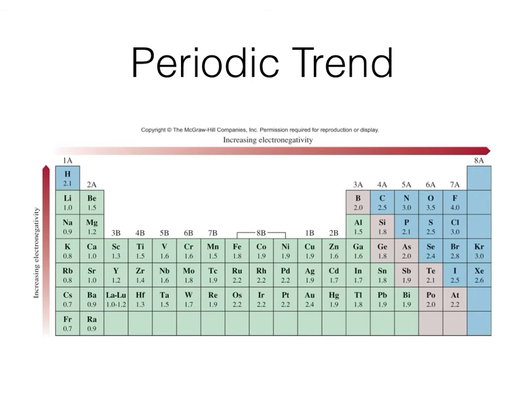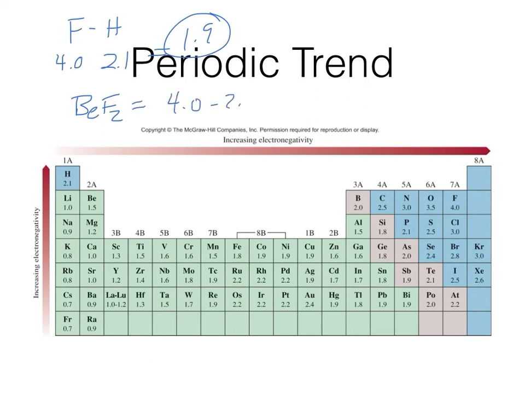Now, take a look here. Fluorine and hydrogen. What's the electronegativity difference between fluorine and hydrogen? 4.0 minus 2.1 gives you 1.9. Hey, didn't they say at 1.9 it becomes ionic? Right? That's generally where they put that cutoff point. So that means that if I have beryllium fluoride, that's 4.0 minus 1.5. That should definitely be ionic, right?